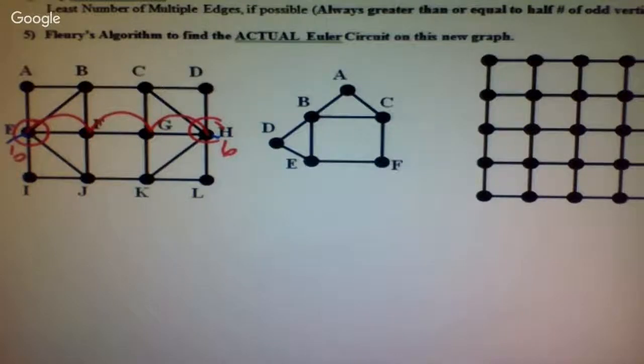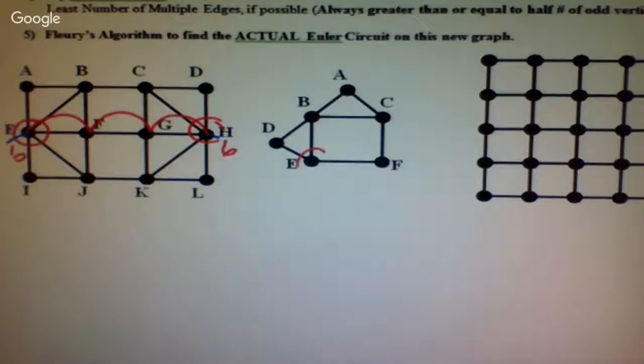You want to try to do this in the least amount of edges possible. You don't want to be drawing 20 lines. You're going to drive yourself nuts. You want to try to do it in the smallest amount possible. So if you look at this middle graph, which ones are odd?